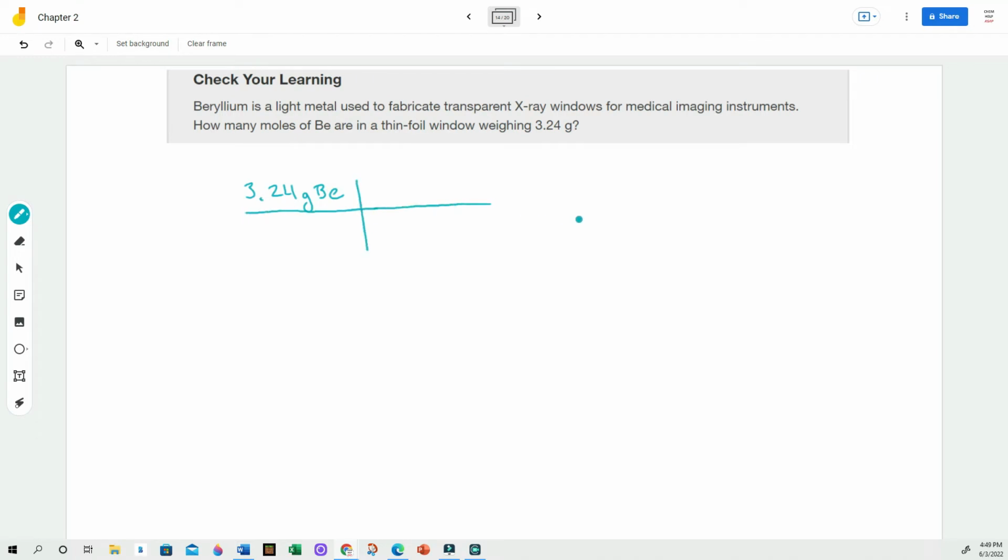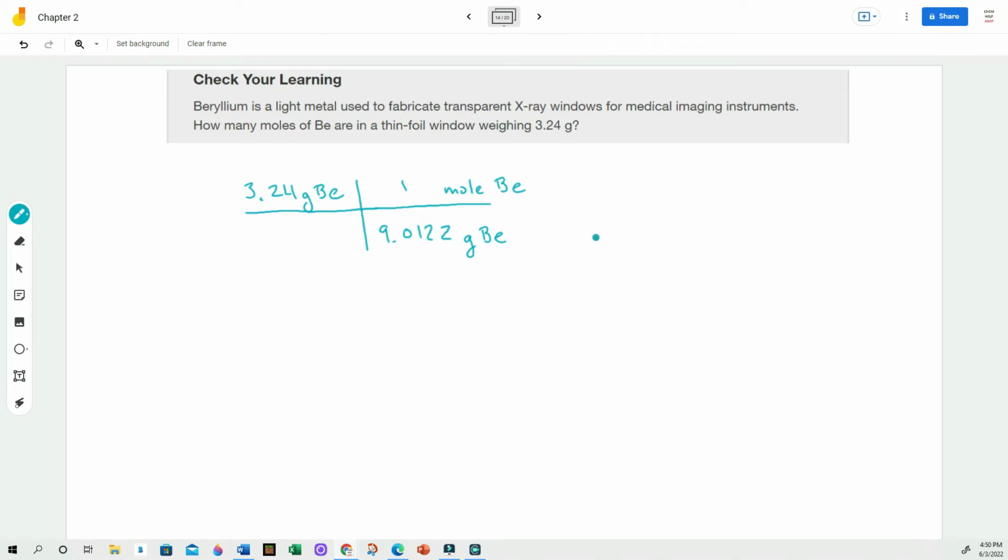3.24 grams of beryllium, I want to make sure I get my units in first and they are in the correct place. So I want my grams of beryllium to cancel. So I'm going to put that in the denominator. And I'm converting to moles of beryllium, so that goes in the numerator. Now I'm going to put my numbers in. Again, molar mass is always per 1 mole, and my number of grams is given by the periodic table.